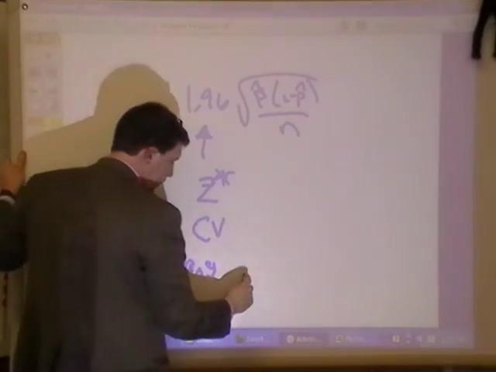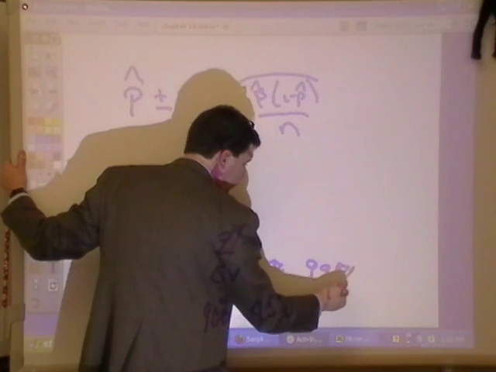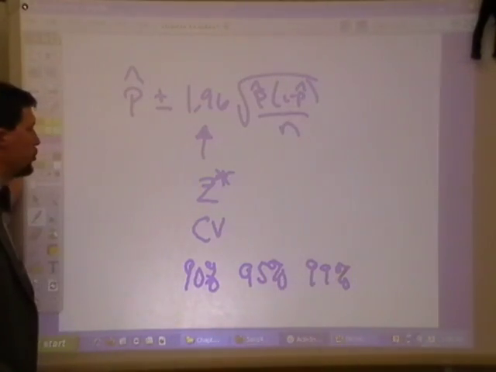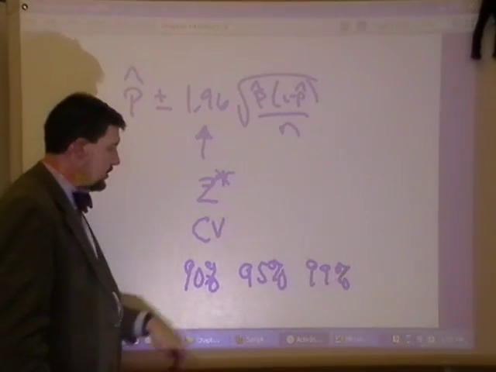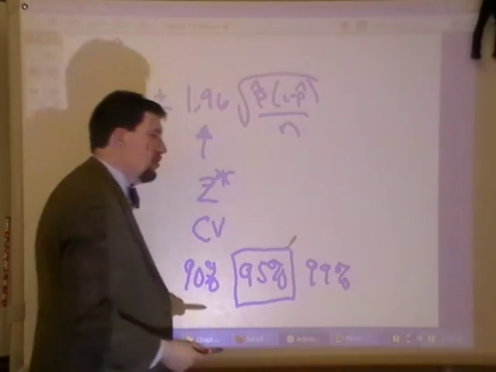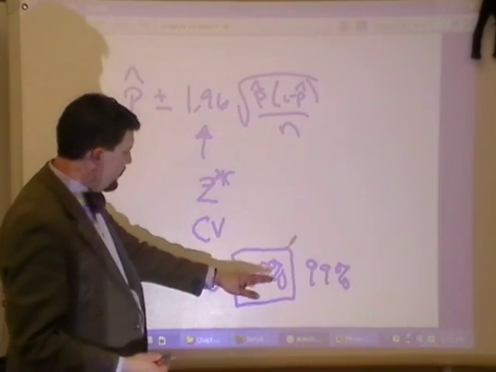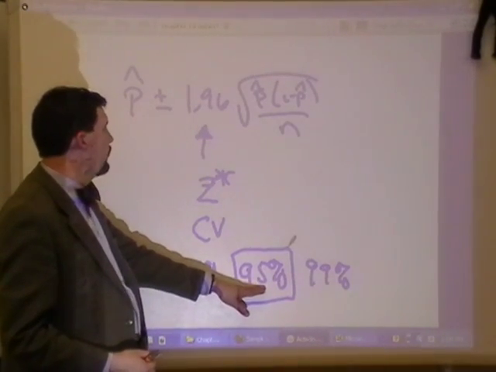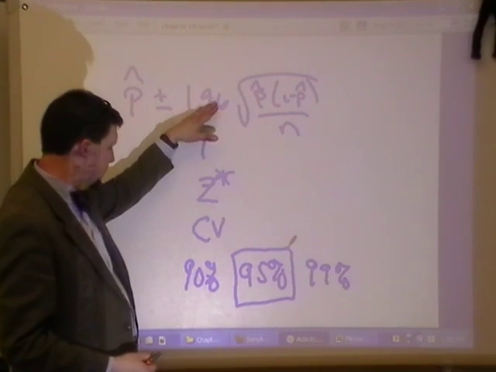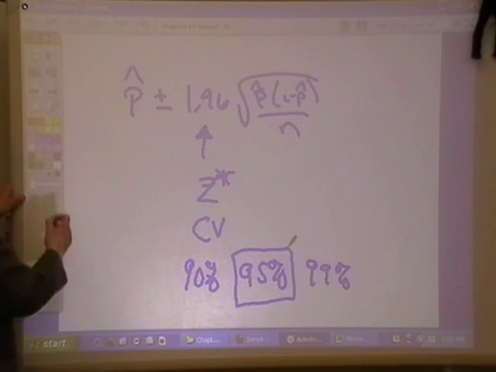The typical ones are 90%, 95%, and 99% confidence level. How confident do you want to be? Do you want to be 90%, 95%, 99%? 95% is the default, like when you open up Word, Courier is the default font. This is the default for confidence intervals. So this is 1.96. However, you have different values depending on the confidence that you want.